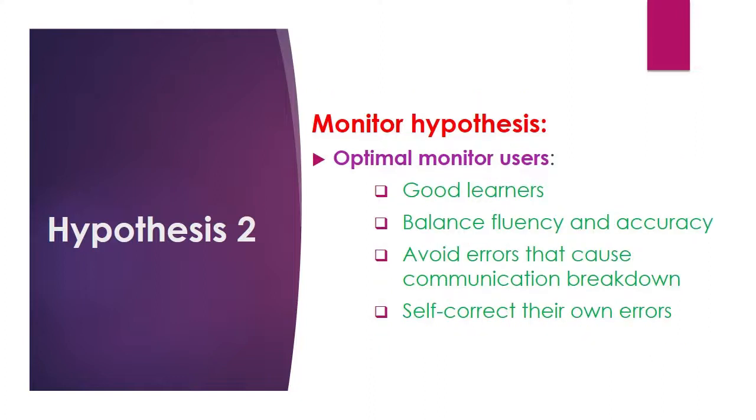Good learners are optimal monitor users. They try to balance between fluency and accuracy. They are not afraid of making mistakes, but they are careful to avoid mistakes that may cause communication breakdown. Also, optimal monitor users listen to themselves when they are talking and can self-correct when they make an error. What this means for second language teachers is that they should make learners aware that there are situations in which accuracy is needed, such as in writing and in public speaking, and there are situations where fluency is favored, such as in dialogues, conversations, and in note-taking activities.